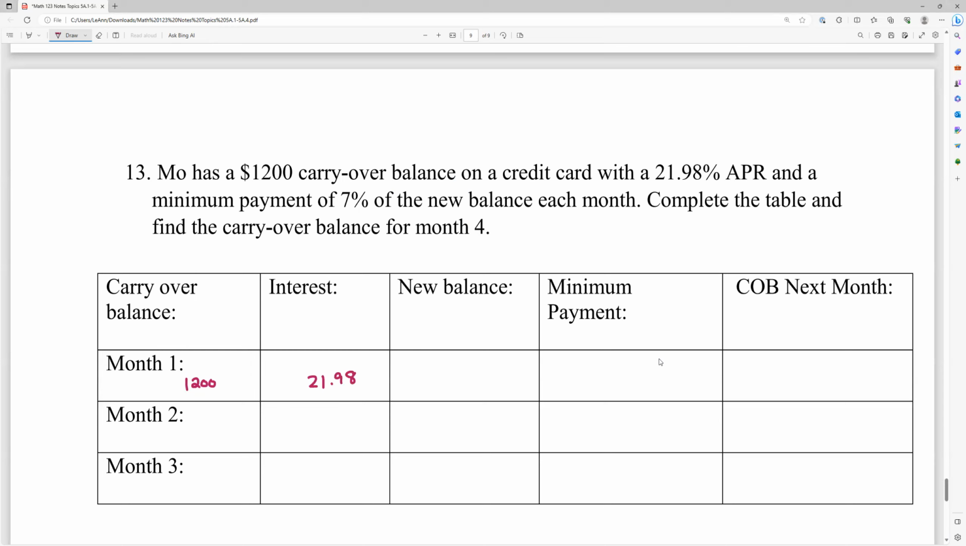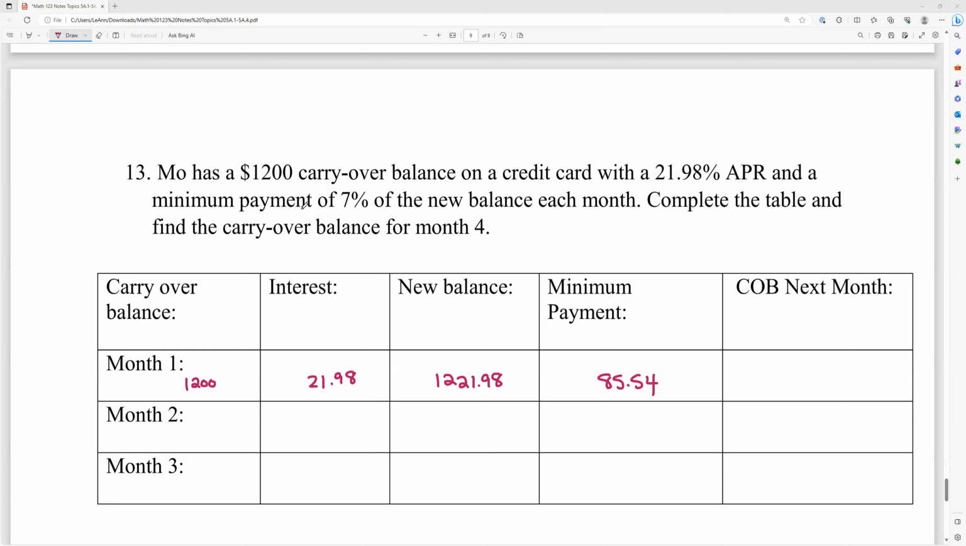We add that to our 1,200, which is pretty easy since it's just going to add to the end of it. We need to take 7% of that to figure out our minimum monthly payment. 0.07. That'd be 85.54. Then we need to subtract the 85.54 from the balance that we just figured out.